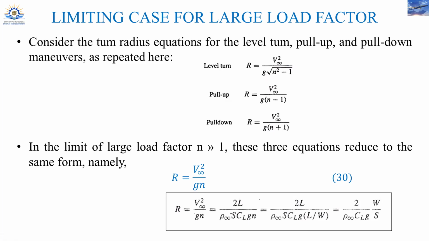R is equal to what? R is equal to V square over G, so put in 2 times N W over rho S CL, G times N. So N cancels N, and what is left is 2 times the wing loading, W over S, divided by rho G CL. That is the R value.